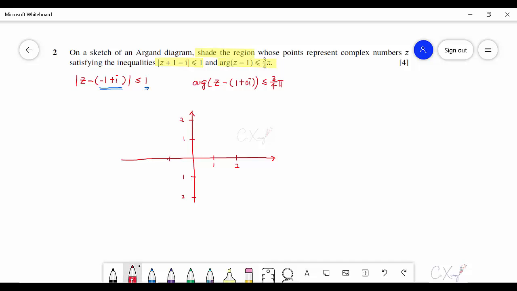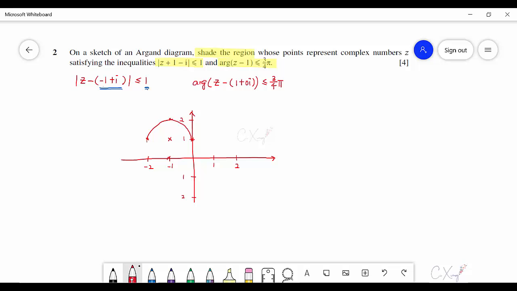So I have -1 here, then this is -2. The center is -1 and 1, so this is the center of the circle. Therefore, the radius is 1, so the circle will pass through this point, this point, this point, and this point. So I'm trying to sketch out a circle.